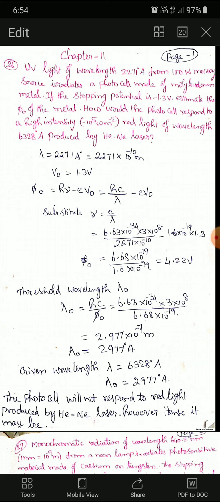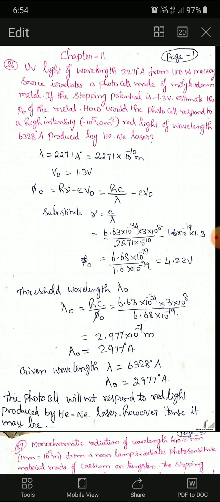You will get the answer as 6.68 into 10 to the power of minus 19 joules. So convert it into electron volt. For eV, you have to divide by 1.6 into 10 to the power of minus 19. You will get the answer as 4.2 electron volt.